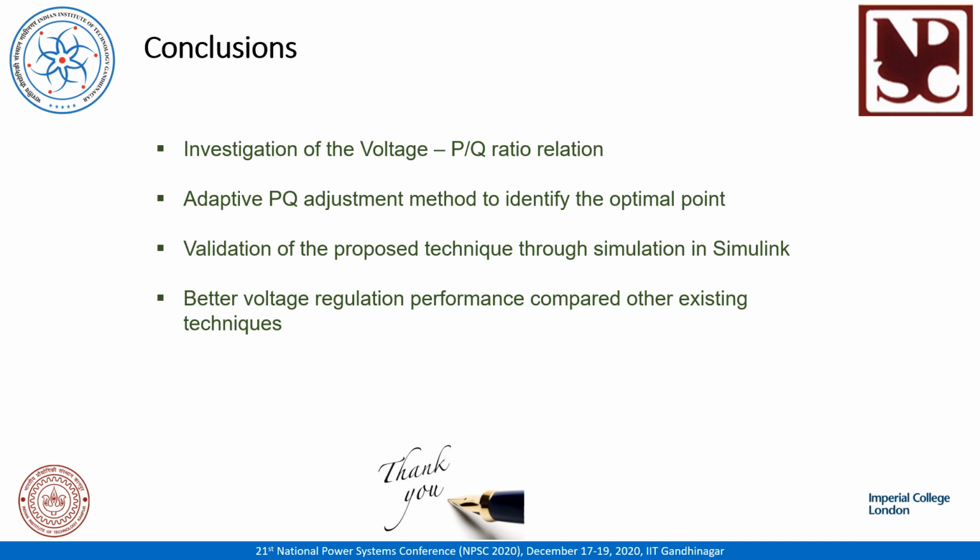So in this work, the relation between the PV node voltage and the P by Q ratio of the PV inverter is explored. It is observed that a non-monotonic relation exists between the voltage and the P by Q ratio. An adaptive PQ adjustment algorithm is developed to track the optimal voltage point under any loading condition in a real-time manner. The proposed technique is validated in a MATLAB Simulink platform for a reduced UKGDS 95 bus system. It is shown that the proposed technique gives better voltage regulation performance compared to the other existing techniques.